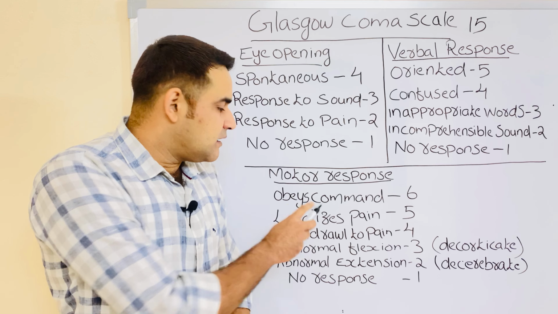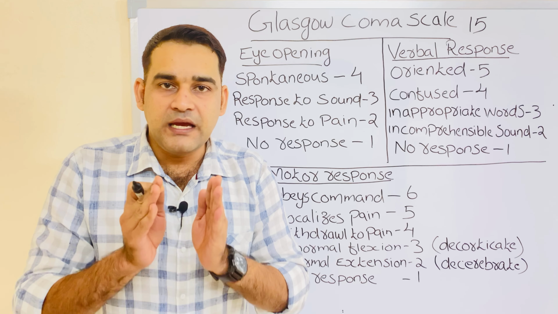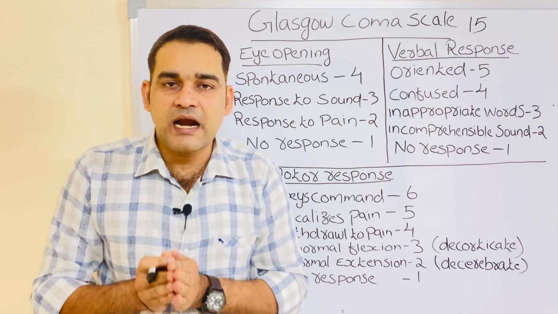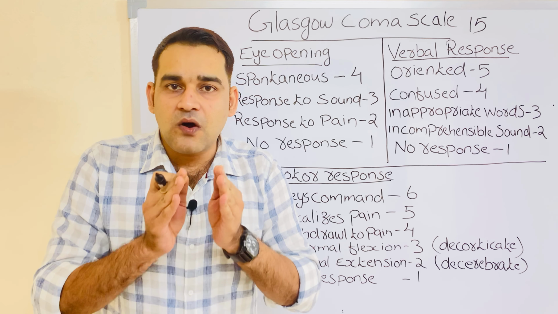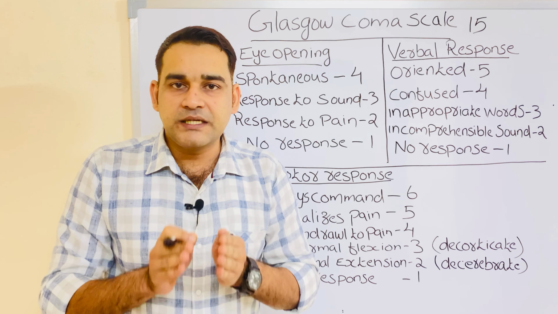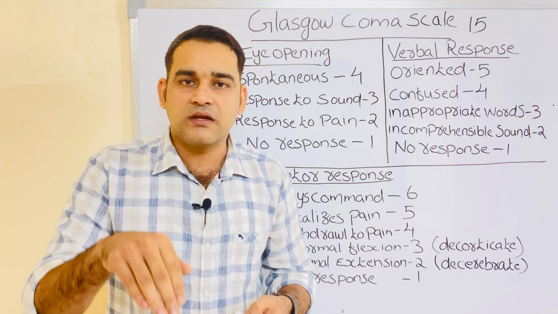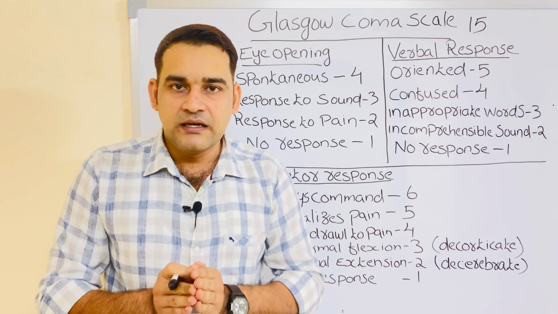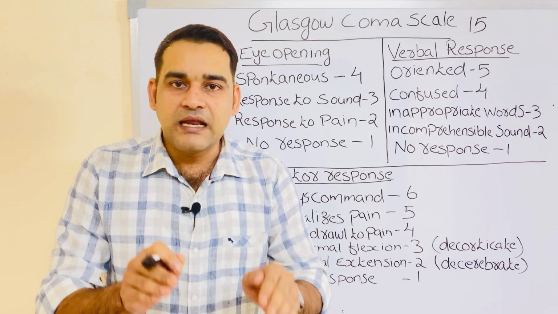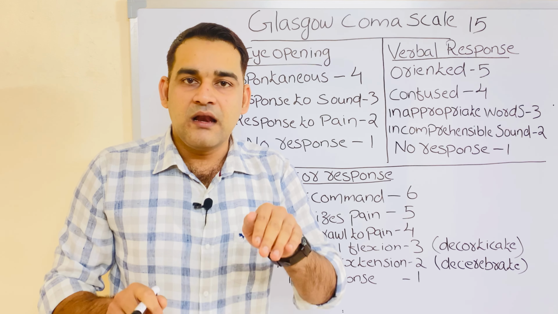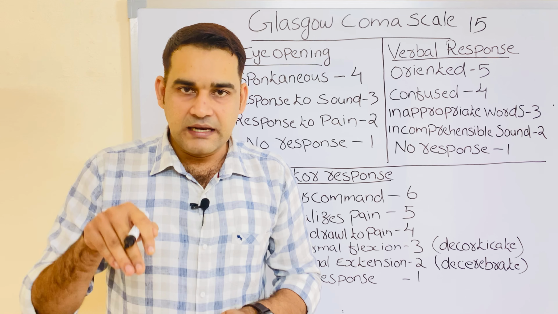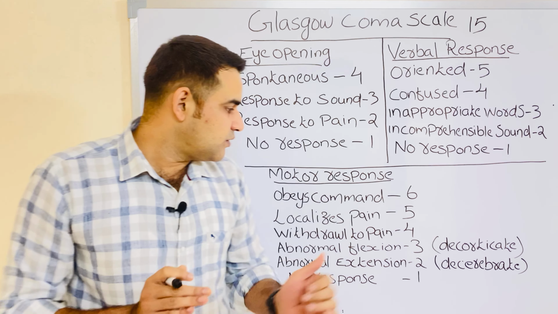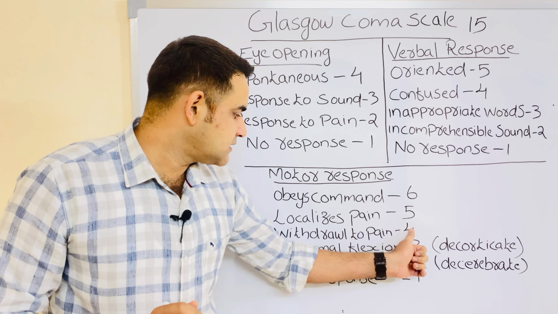Then your patient can't identify the pain area but withdrawal to pain. Patient can't identify the pain area but withdraws to the pain stimuli. That means the patient is withdrawing the hand or the leg, but the patient doesn't know where the pain stimuli is. He knows somewhere pain is there and he is withdrawing. He is withdrawing the leg or he is withdrawing the hand, but he doesn't know where the pain area is. So you can give 4 mark.